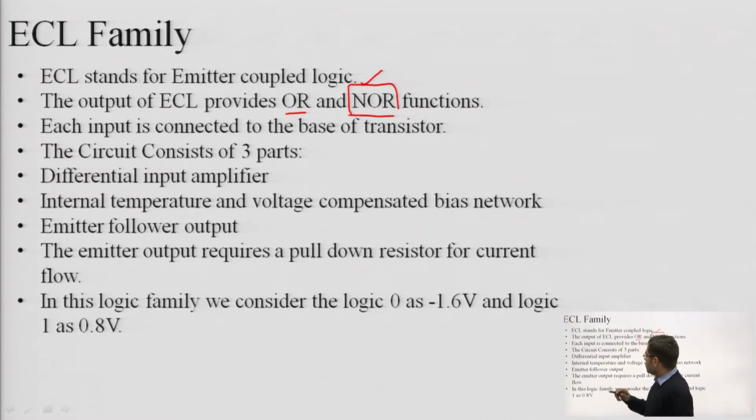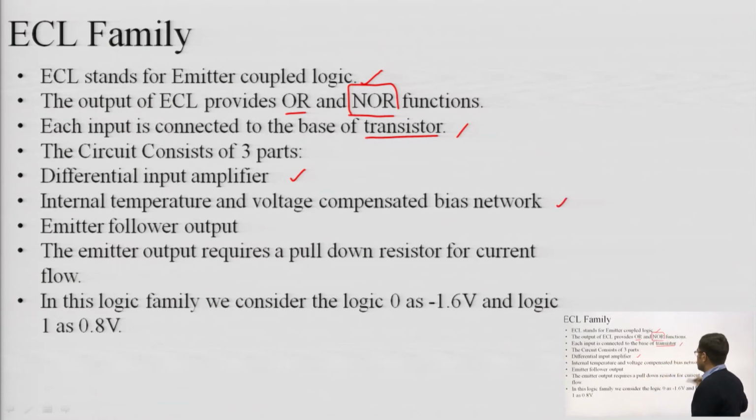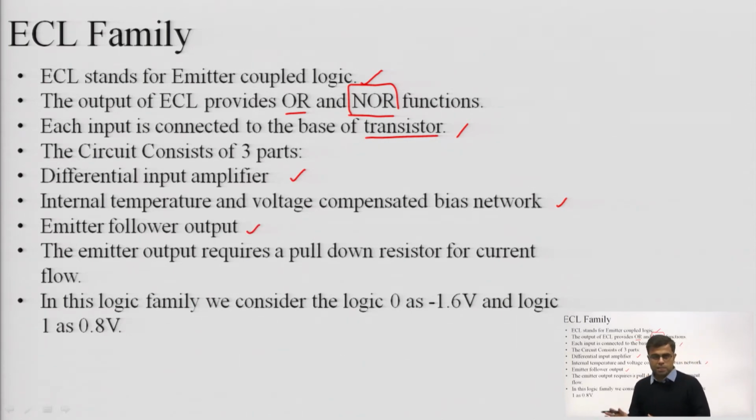Each input is connected to the base of the transistor. In TTL we have seen that inputs were connected to the emitters of the transistor, but in the ECL family the input is connected to the base of the transistor. The circuit consists of three parts: differential input amplifier, then temperature and voltage compensated bias network, and emitter follower output. These three things we will mark in our ECL circuit in our next slide.